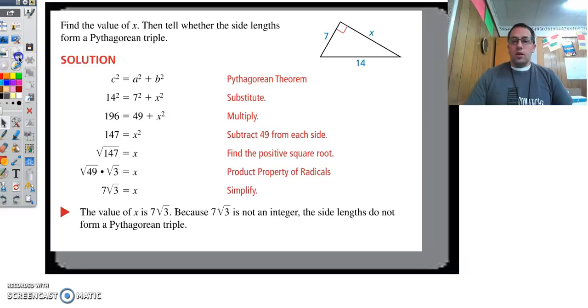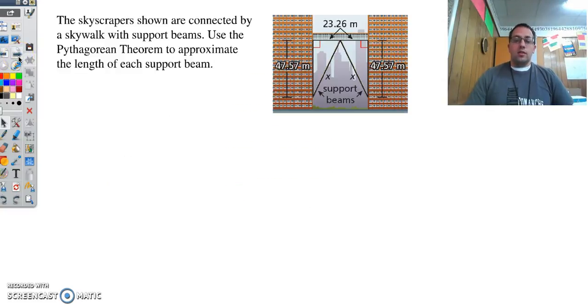Right? This gets used a lot. It's in all kinds of building and construction and stuff like that. We use Pythagorean theorem because you have a lot of right triangles and right angles and things. All right, so here we have a skyscraper connected by a skywalk. It's got some support beams here. And we want to figure out how long are these support beams. Right? So we're building a skywalk, got to support it. You know how long those beams should be so that it reaches. Right? Gives us the lengths.